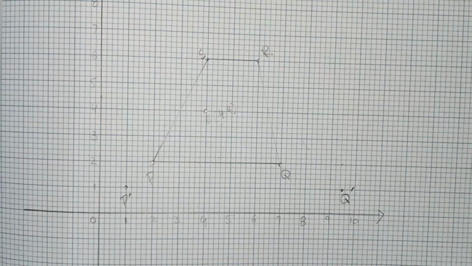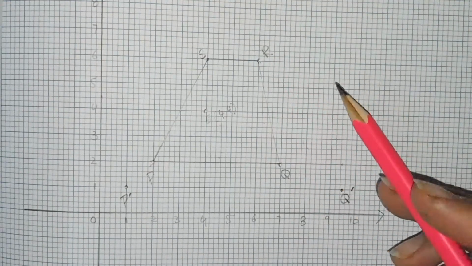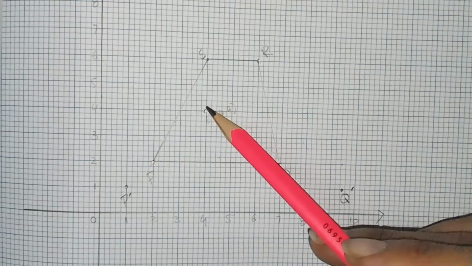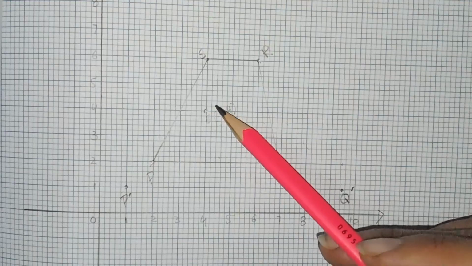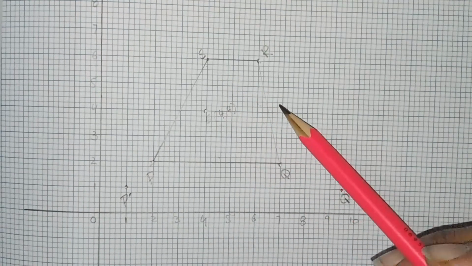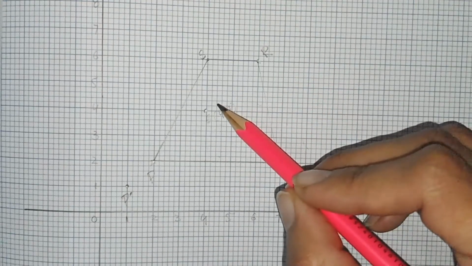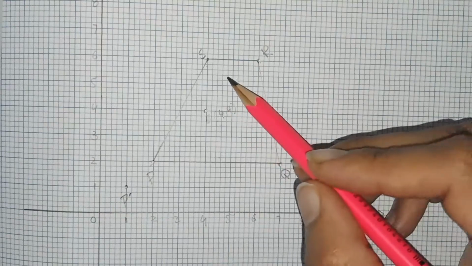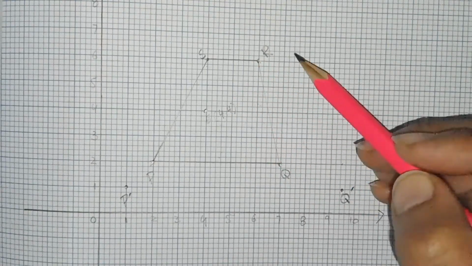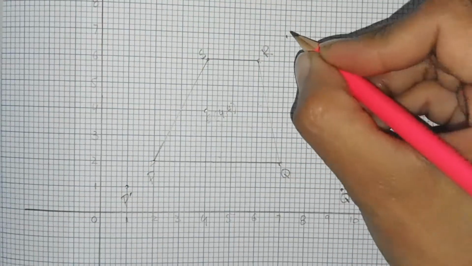Now students, for point R, the distance from the center of enlargement along the x-axis is 2, and along the y-axis also 2. It means we have to move 3 points: 1, 2, 3 along the y-axis and 1, 2, 3 along the x-axis. And this is the point R prime.